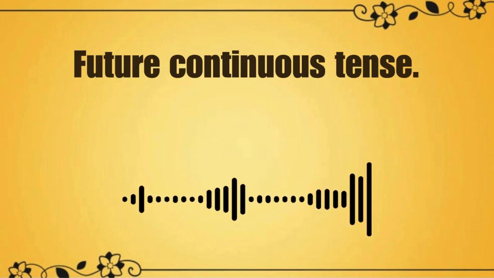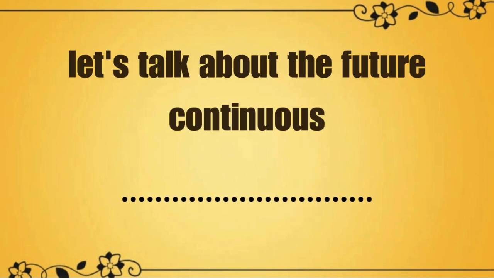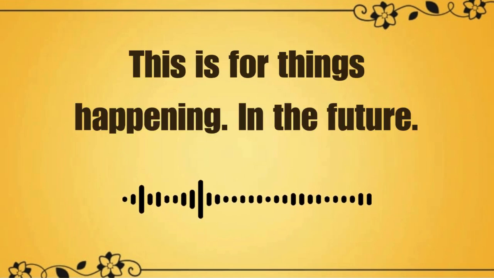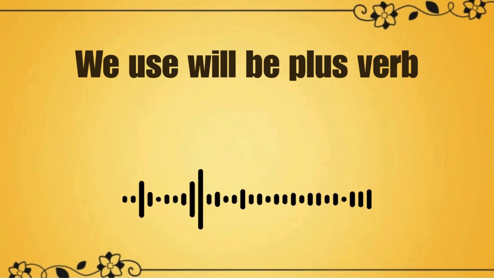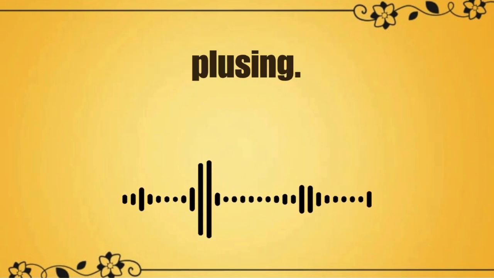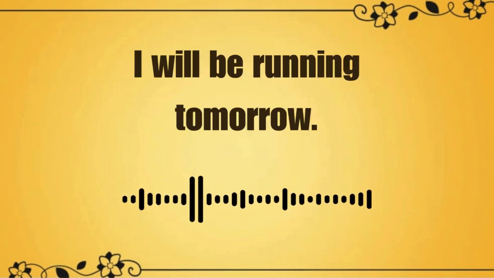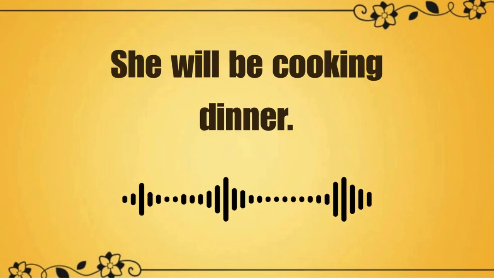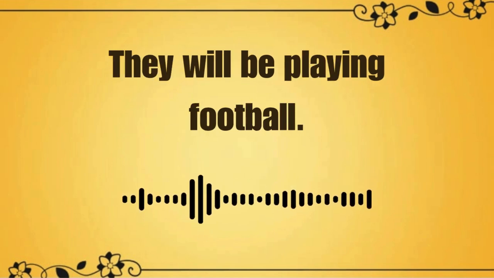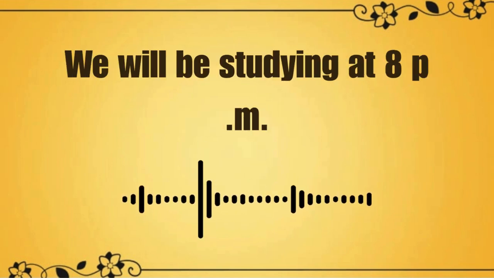Future continuous tense. Next, let's talk about the future continuous tense. This is for things happening in the future. We use will be plus verb plus ing. I will be running tomorrow. She will be cooking dinner. They will be playing football. We will be studying at 8 p.m.